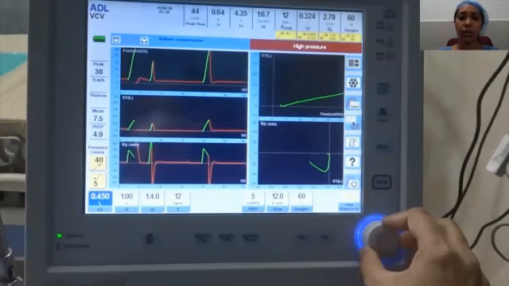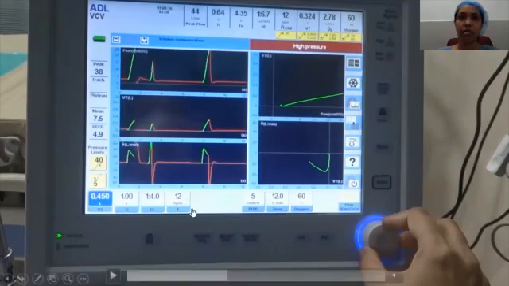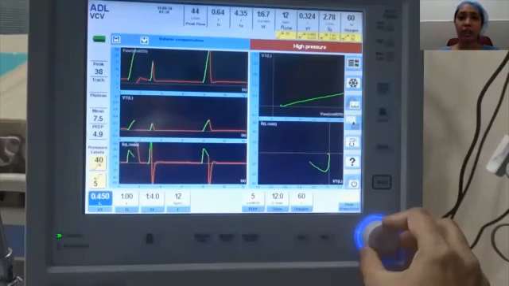But what we can do is decrease the amount of tidal volume being delivered till we reach plateau pressures which are acceptable for the patient. And in order to maintain the minute ventilation, we can increase the respiratory rate and thus achieve an acceptable level of PaCO2 or carbon dioxide in the patient's blood.